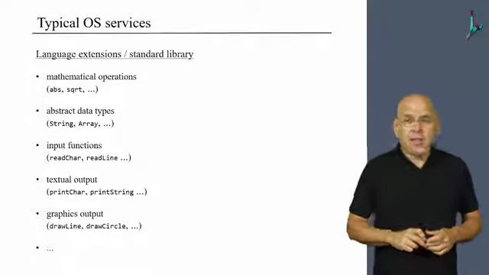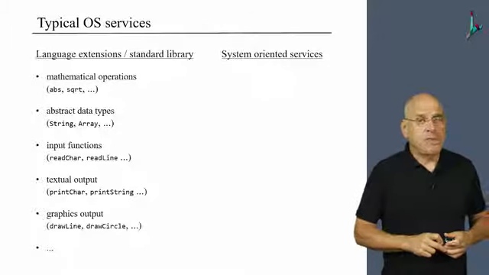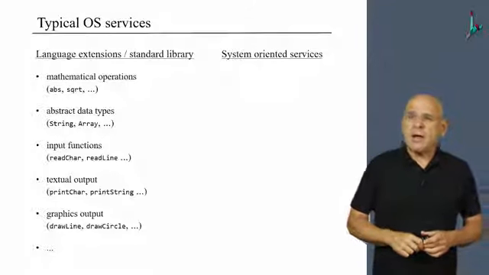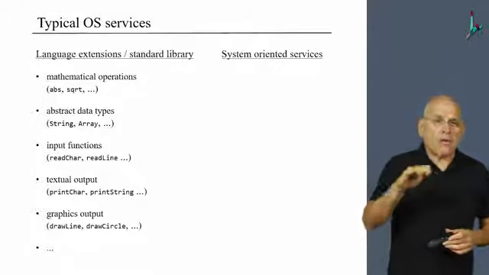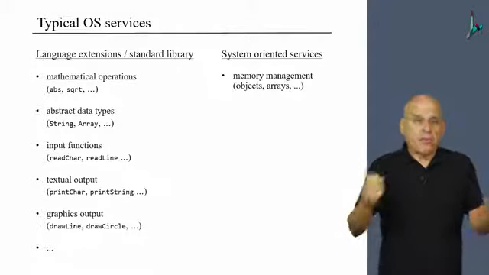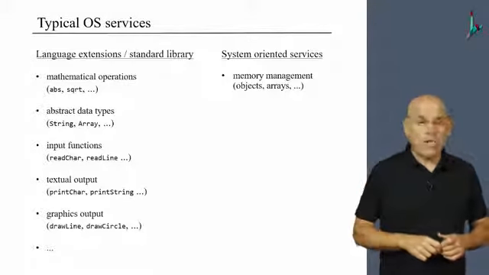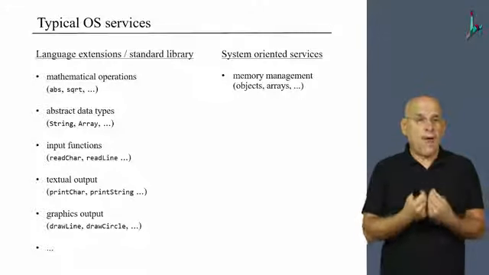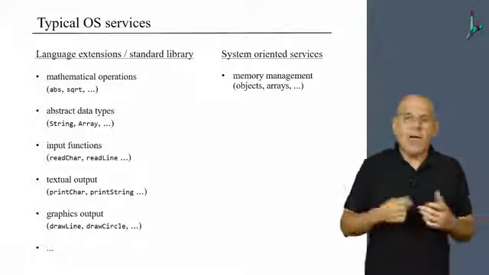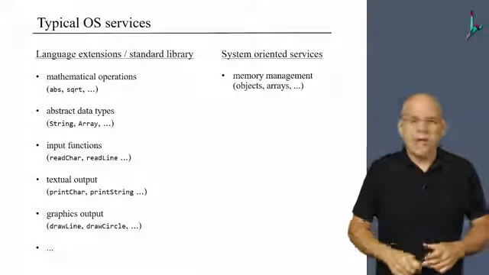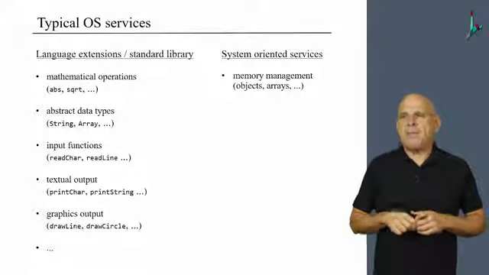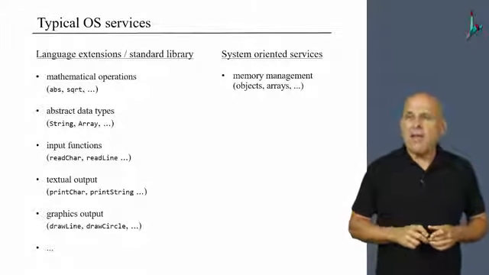Now, in addition, the operating system is supposed to deliver all sorts of system-oriented services, which are presumably more low-level than what we discussed here. First of all, we have to be able to manage the host memory, and I'm talking now about the RAM. Otherwise, we won't be able to help the compiler create new objects and new arrays whenever the high-level programmer wants to do that.